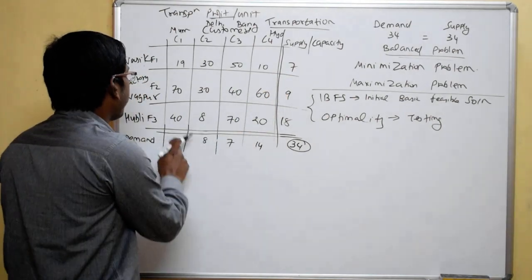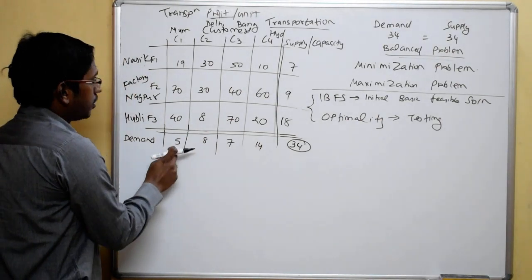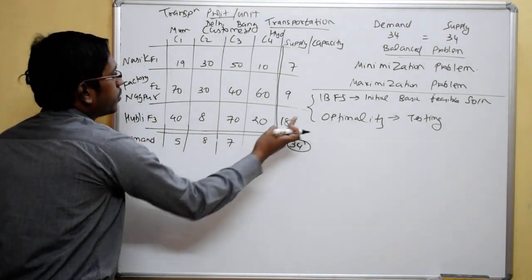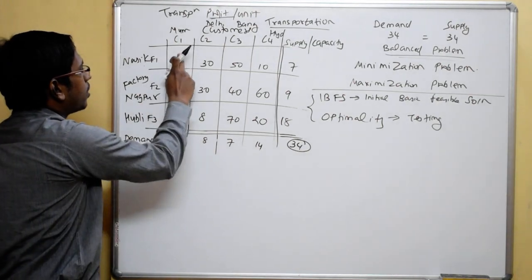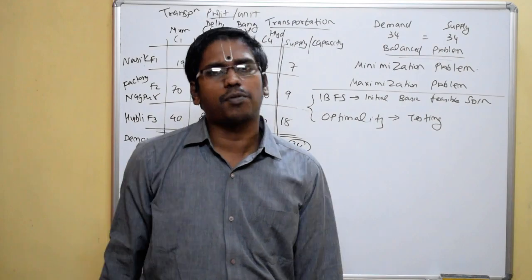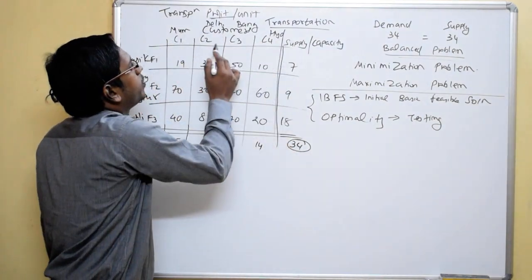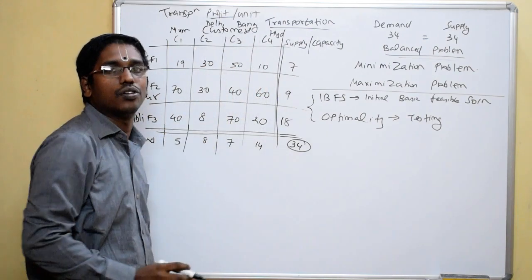I can give 5 from factory 2. It has got 9 units production capacity. I can give 5 from F3 as well. It has got 8 units. I can give 3 from here, 2 from here. So there are multiple ways, there are n number of ways possible to transport the total 34 units to all my customers C1, C2, C3, C4.